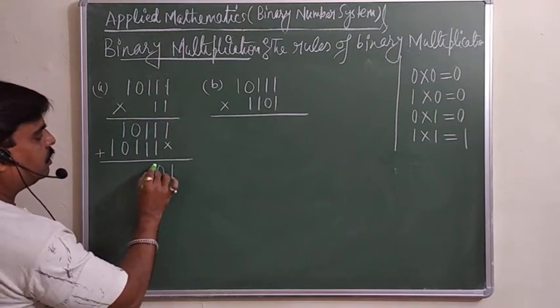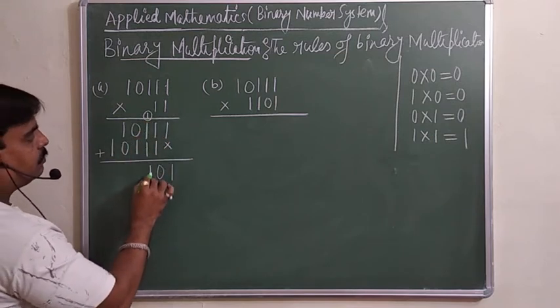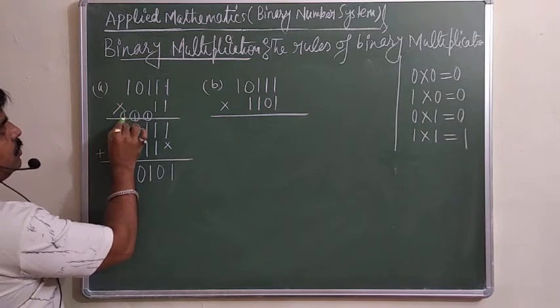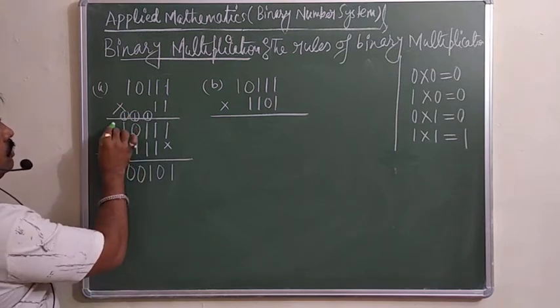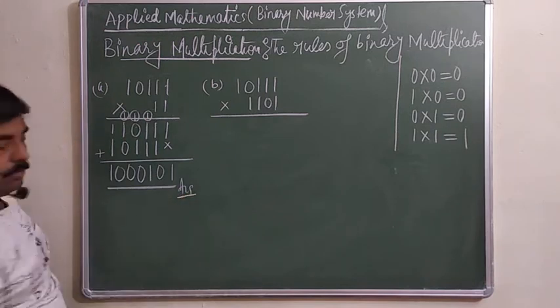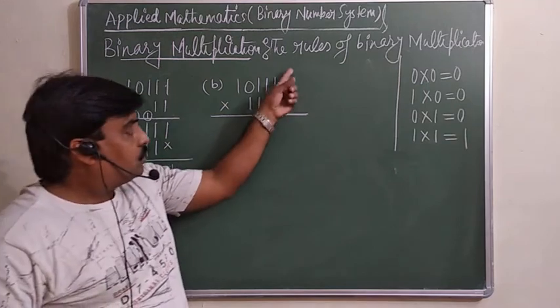So 0 is here, 1 is born, will be carry. So 1 plus 1 is 10, plus 1, 11, carry 1. 1 plus 1, 10, 0 carry 1. 1 plus 1, 10, 0 carry 1. 1 plus 1 is 10. And this is your answer. This is your answer. 1,0,0,1,0,1.